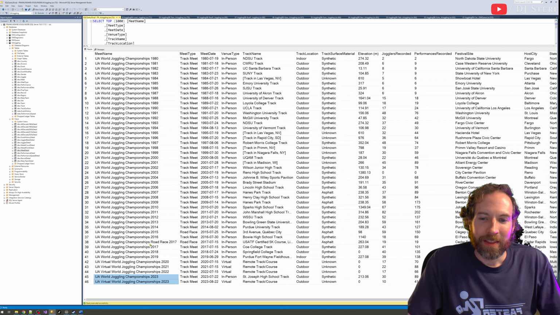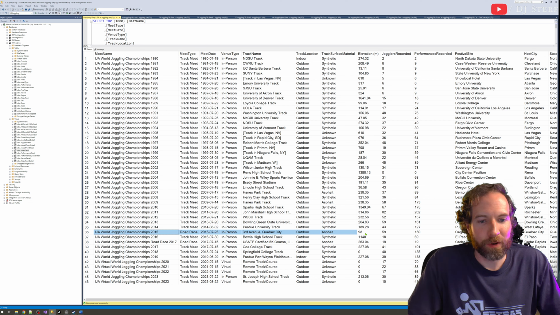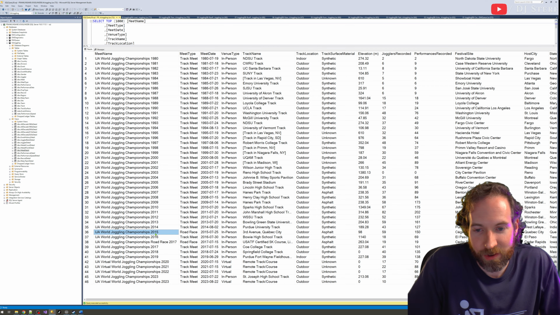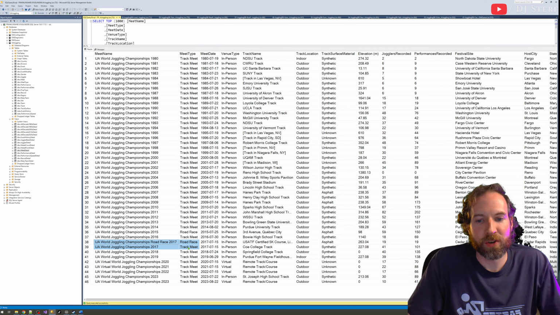But anyway, there was a road race in 2017. Basically, it was a 5K that was run in Iowa. And then 2 years before that, the entire meet in Quebec was run outdoors on roads in Quebec City. So that's kind of interesting. So it qualifies as a road race. It was called the World Joggling Championships, but here you had a separation where you had a road race, a 5K, as well as a track meet form of this. So that's why these are split. Yeah, just looking at the elevation, that's crazy.